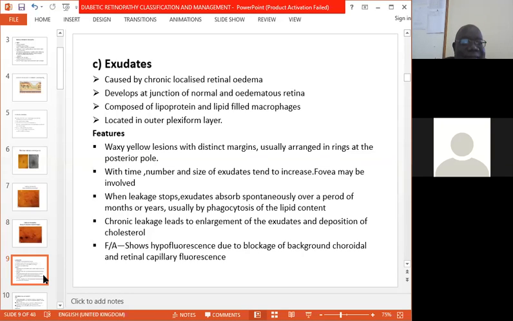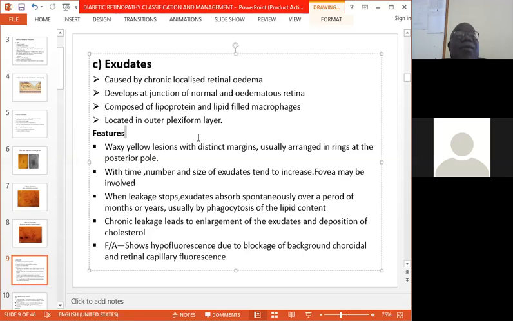Exudates. What are exudates? Anyone with an idea what exudates are? Anyway, they are already reading there. These are caused by chronic localized retinal edema. They develop at the junction of the normal and the edematous retina, composed of lipoprotein and lipid-filled macrophages. These are the exudates in the retina, located in the outer plexiform layer.